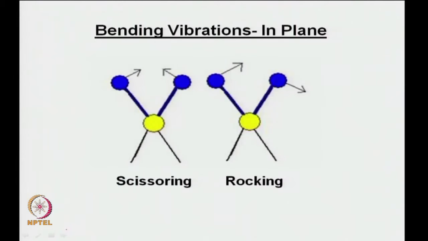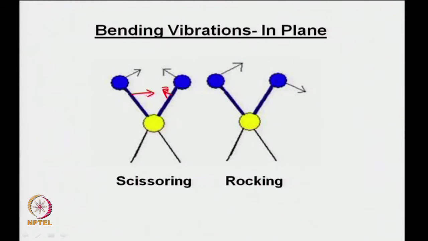Then there are bending vibrations. Stretching is not the only thing you can do, a bond can even bend. All these bending vibrations are in plane, that means occurring in the same plane. Scissoring, as you can see, is like a scissor: this bond is moving towards this direction, and this bond is moving towards that direction. So, it is like a scissoring effect.